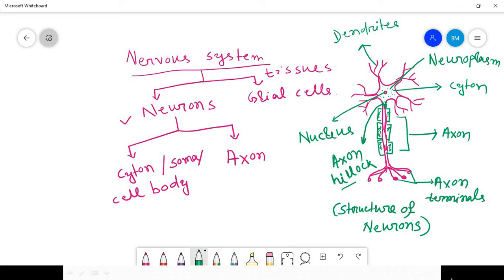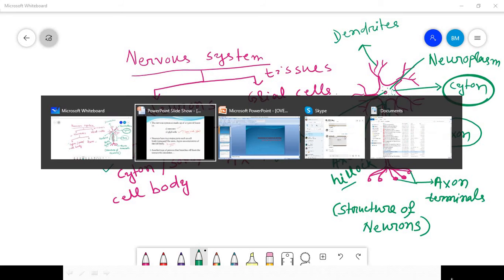These are the structure of neurons, and one is cyton and other is axon. Here this is cyton, and this is axon. This is the structure I have shown you. So let's move to the next slide. In the next slide, I have discussed about the white matter and gray matter.